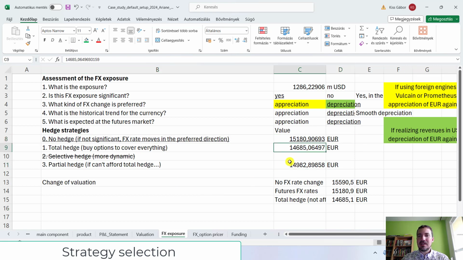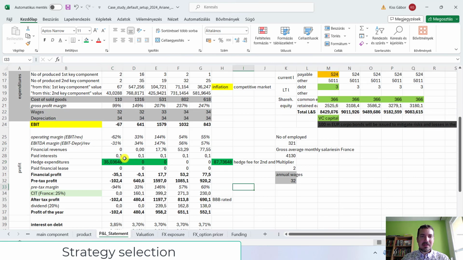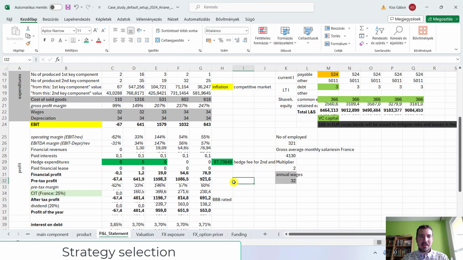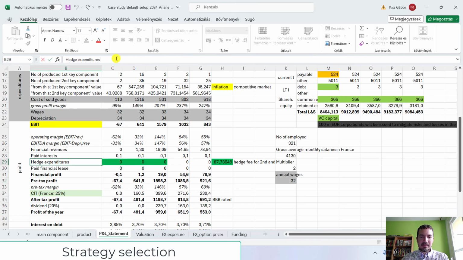So let's go with no hedge here, because these things are utterly useless. So let's keep our books simple and let's just go to no hedge.